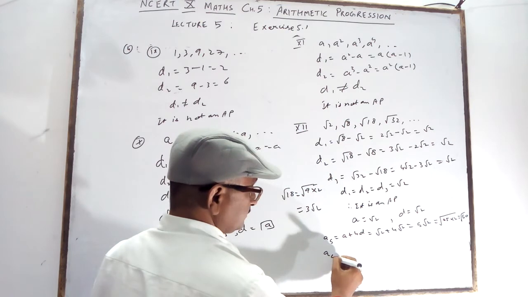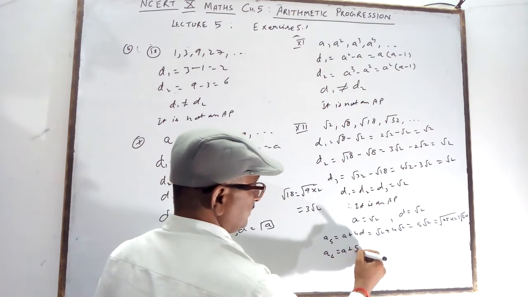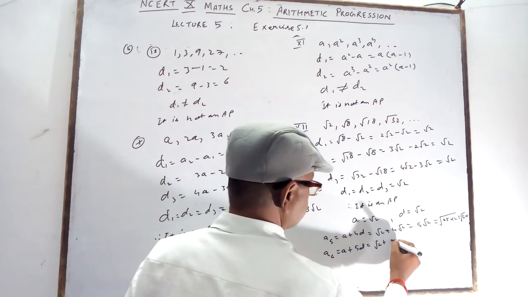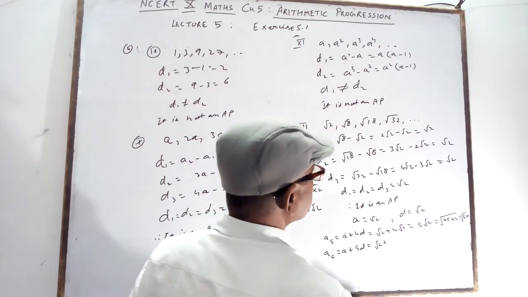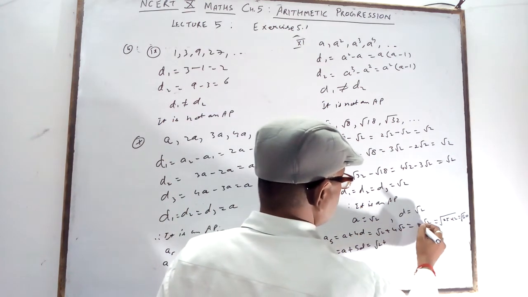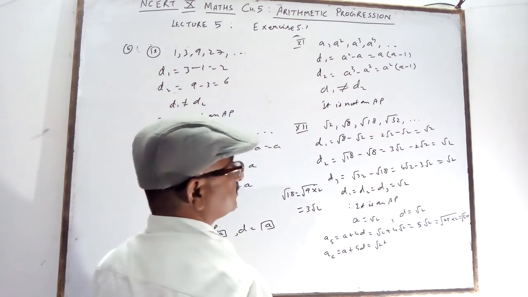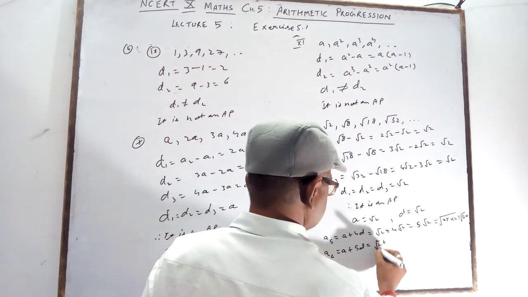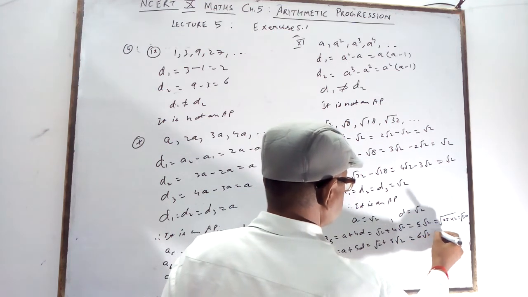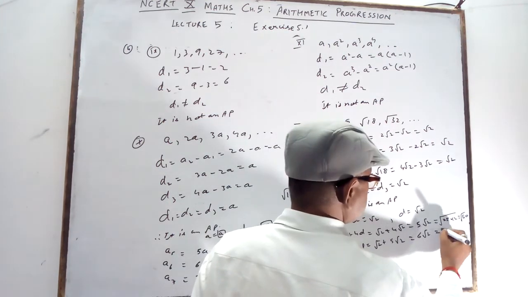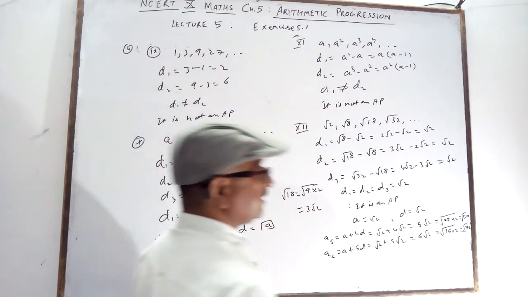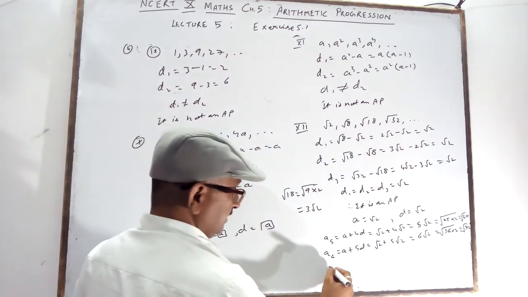The sixth term is a plus 5d. The general form, here, is a plus 4d for the fifth term, so 4 plus 1. The sixth term is root 2 plus 5 root 2. What will you get? 6 root 2. 6 into 6 is 36, 36 into 2 is 72. Root 72 you will get at the sixth place.